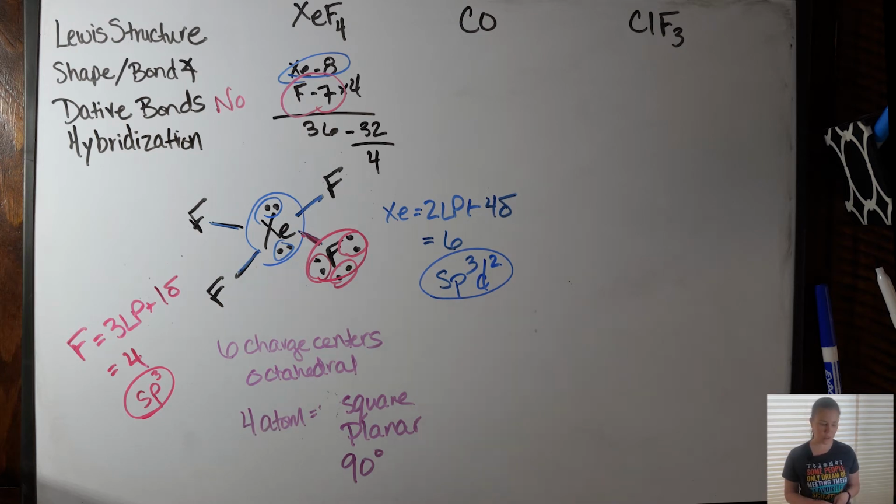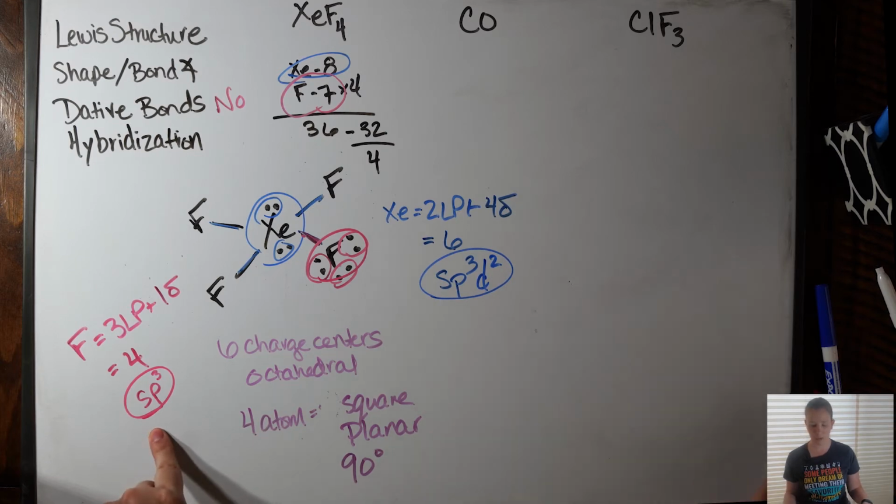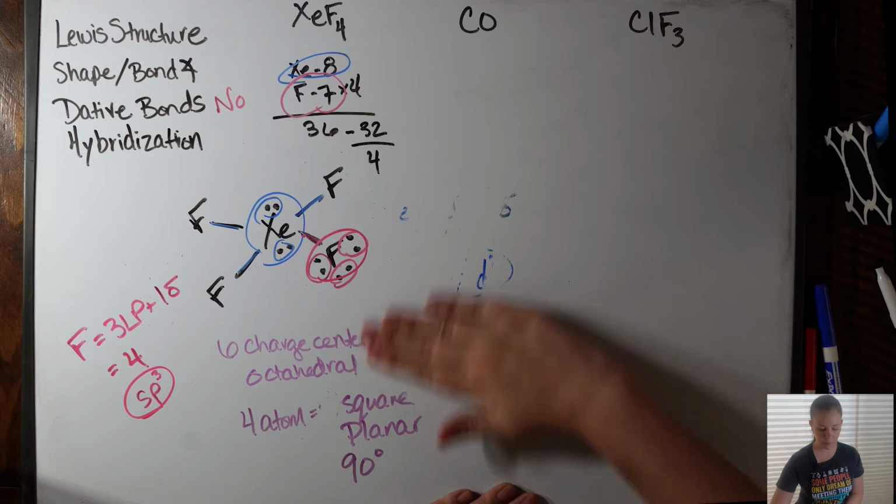So that finishes our xenon tetrafluoride. We've got a valid Lewis structure. We know it is square planar with 90-degree bond angles, no dative bond. The xenon is sp3d2 hybridized, and the fluorine is sp3 hybridized. Now let's move on to carbon monoxide. Make a little room here.